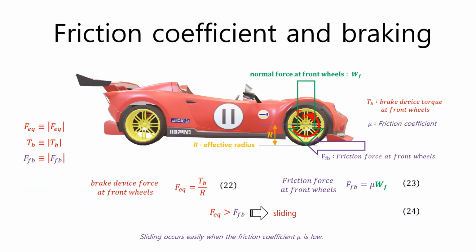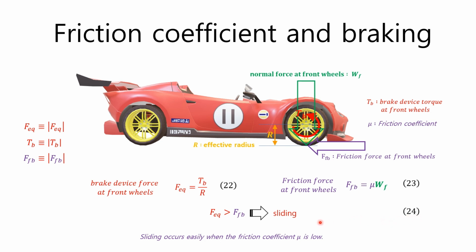The figure here describes the sliding phenomenon determined by the relationship between the braking force of the vehicle's brake system and the friction coefficient. For convenience of description from now on, all torques and forces are absolute values unless otherwise specified. The braking force of the front wheel brake system F_EQ can be expressed as equation 22 by dividing the braking torque T_B by the tire effective radius R. On the other hand, the braking friction force is the product of the front wheel normal force W_F and the friction coefficient mu, so it can be expressed as in equation 23. When the braking friction force is less than the front wheel braking force to prevent the wheel from rotating, sliding occurs, so you can get equation 24.